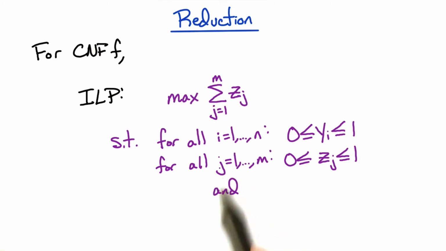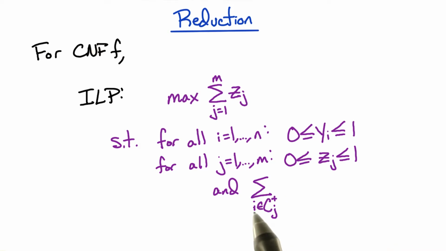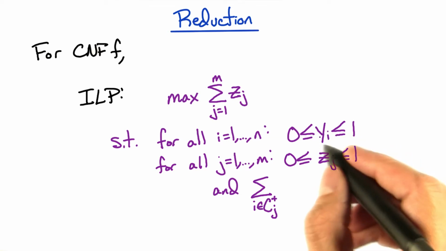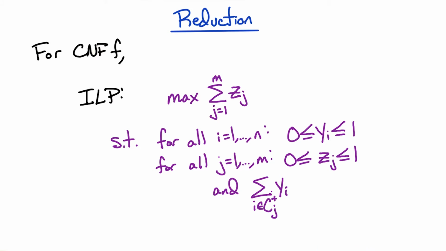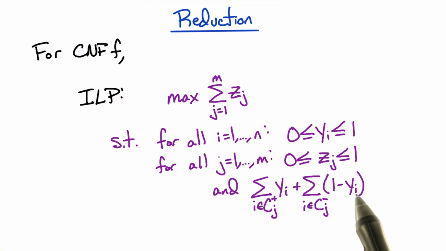So for clause cj, we look at the positive literals. For each variable which appears in this clause in the positive form, the bad case is when that corresponding variable yi is set to 0. That means that literal is not satisfied. Similarly, for each variable which appears in the negative literal, it's unsatisfied when yi takes value 1, which means 1 minus yi has value 0. And we're going to impose this as an upper bound on zj.